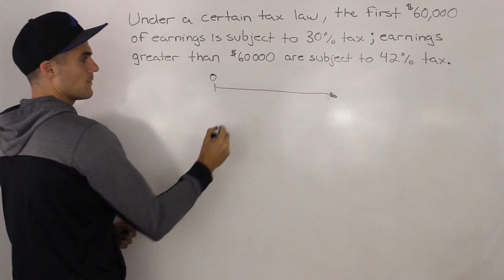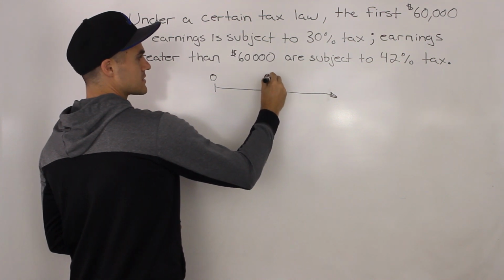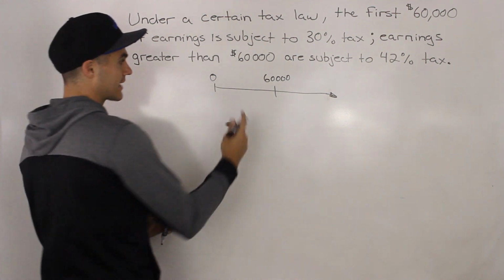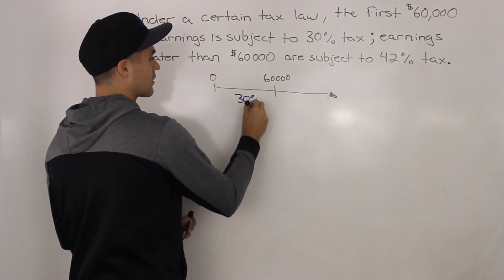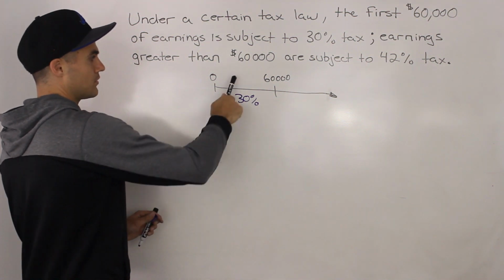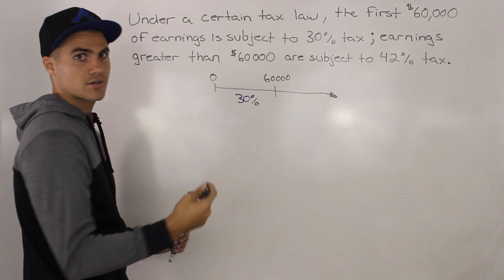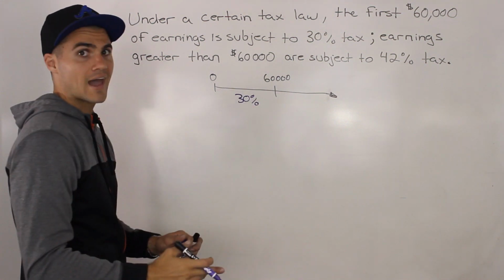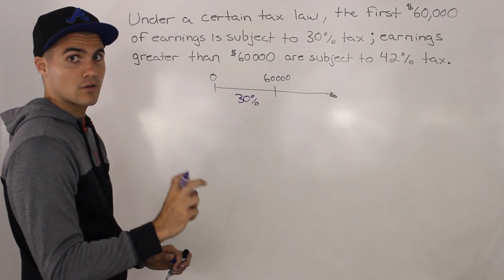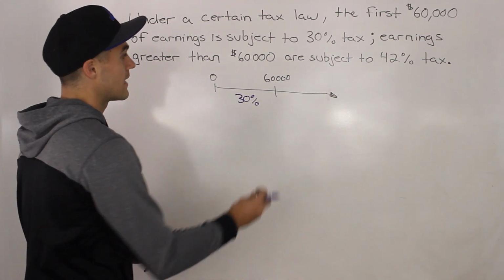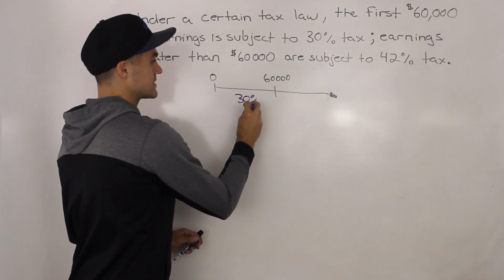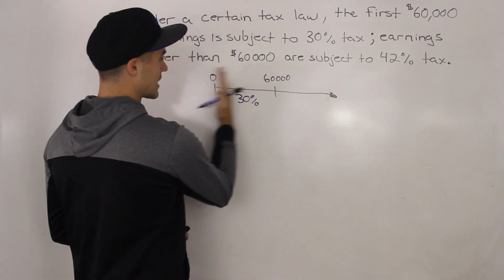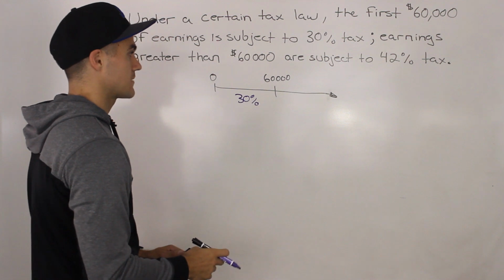So this is earnings of 0. So anything up to $60,000 in earnings, what's happening is you are being taxed on that earnings at 30%. So for example, if you make $20,000, then you're getting taxed 30%. That would be $6,000. If you're making $40,000, 30% of that is $12,000. So that's your tax, $12,000 on $40,000 worth of earnings. If you're making $60,000, 30% tax on that is $18,000. So anything from $60,000 and below, the tax is 30%.